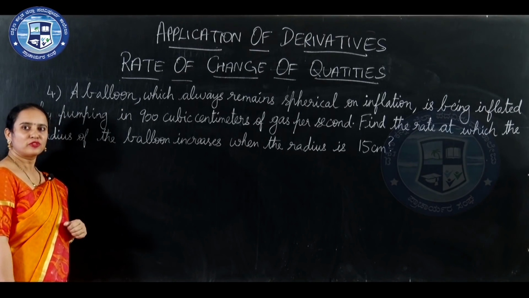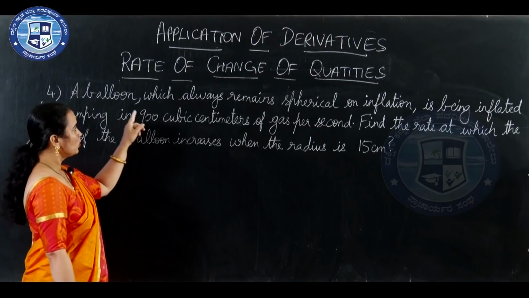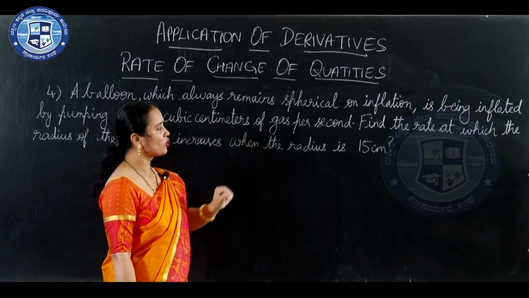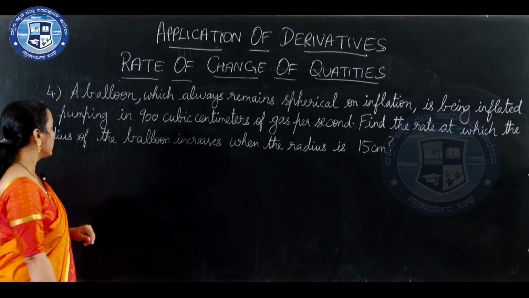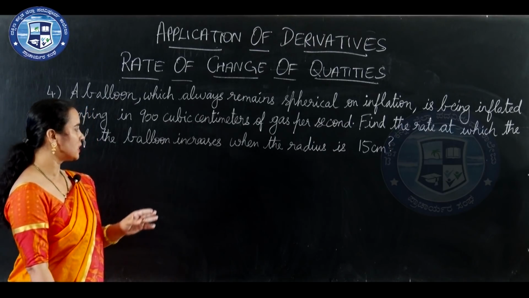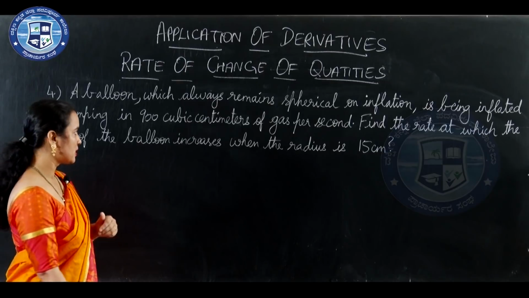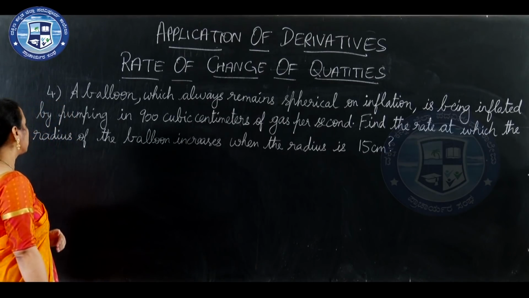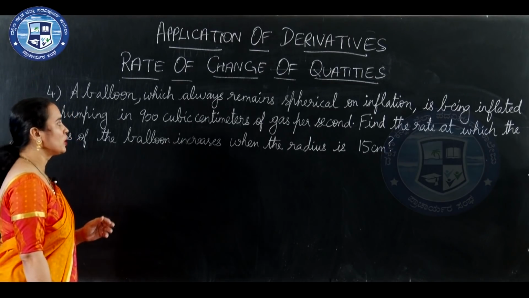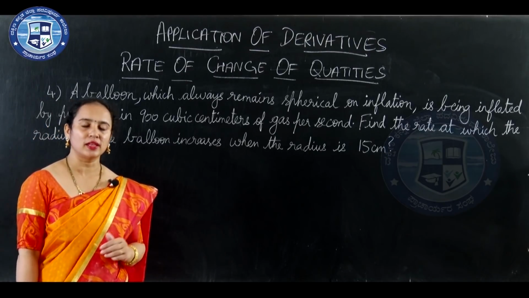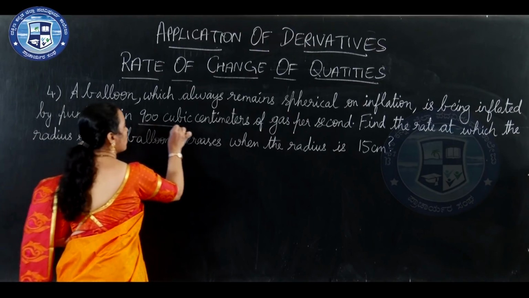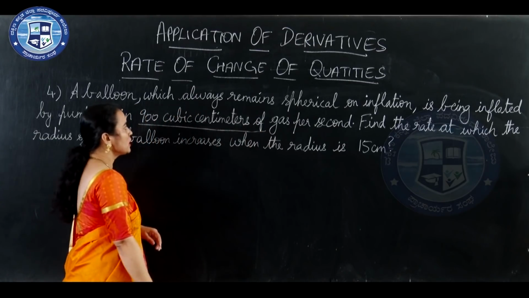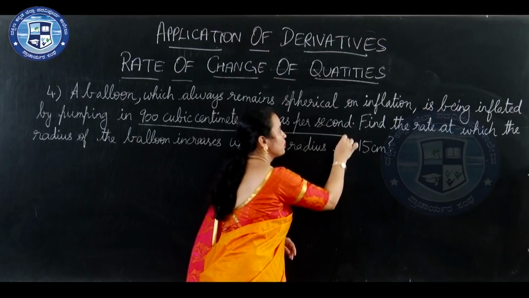Have a look at the fourth problem. A balloon which remains spherical on inflation is being inflated by pumping in 900 cubic centimeters of gas per second. Find the rate at which radius of the balloon increases when the radius is 15 centimeter. So, focus on 900 cubic centimeters of gas per second.